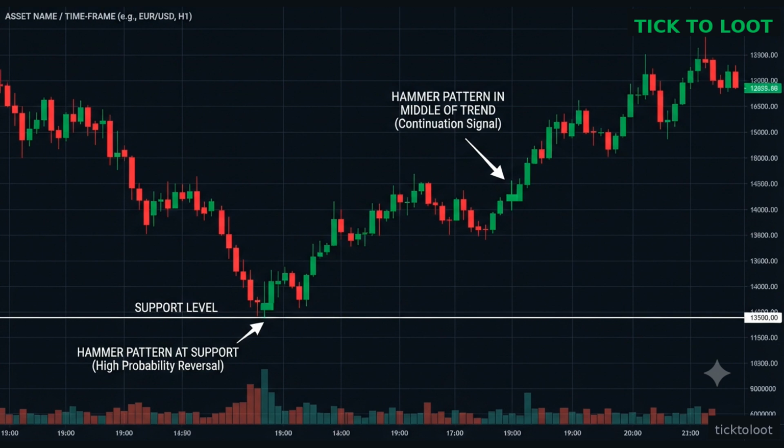Context is everything when it comes to candlestick patterns. A hammer pattern at support is much more powerful than a hammer pattern in the middle of a trend. You need to consider the overall market conditions and the location of the pattern in the trend. It's like trying to read a book. You need to understand the context of the story to understand the plot.